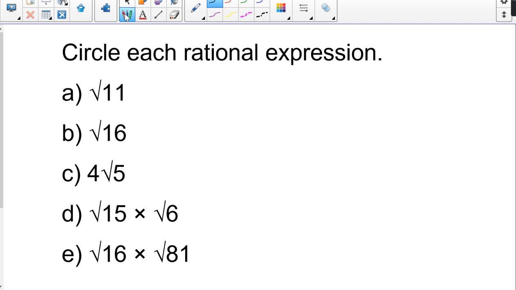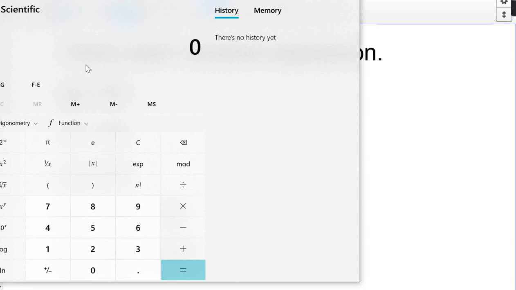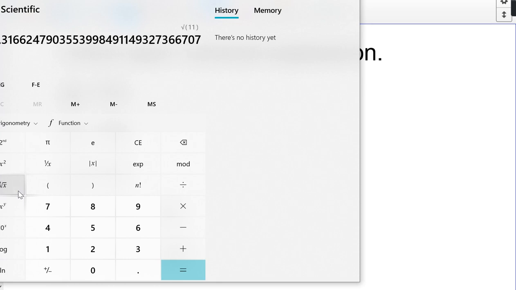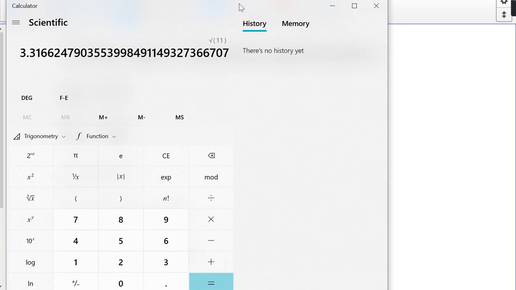Well, I know a rational number is a number that could be written as a fraction. So that would have to be a whole number or a decimal that ends, okay? So let me put root 11 into the calculator and see what happens. I'm going to put in 11 in this calculator. I have to put the number in first and then take the root. I see this decimal. I'll move it over a little bit so it's all in the window.